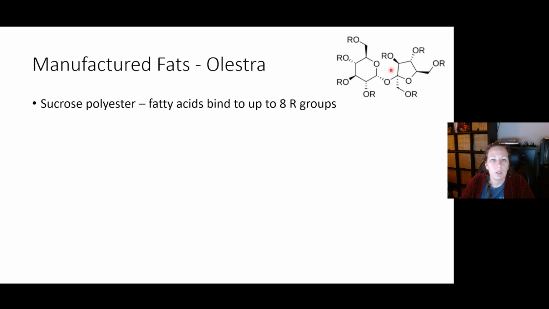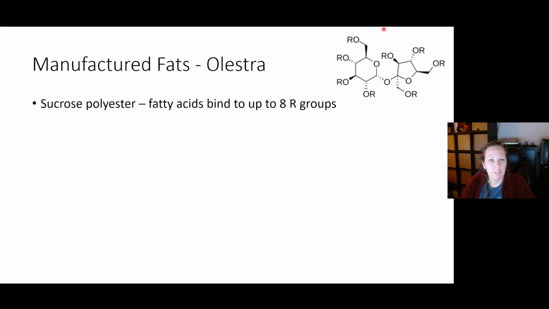Okay, so we have this molecule here. It's a sucrose. You have glucose and fructose, okay? But what you might notice is a little bit odd about it is all these R's here, where normally there would be H's. Normally these are hydroxyl groups, okay? And what they've done is they've replaced the hydrogen and bound fatty acids where all these R's are. They attach a fatty acid to the sucrose molecule, okay?